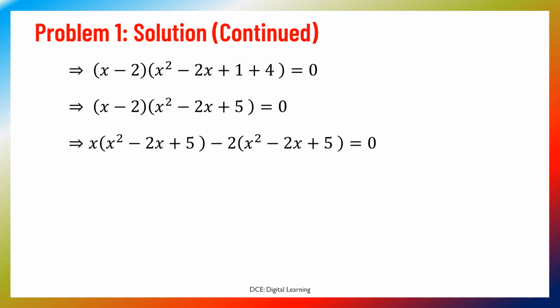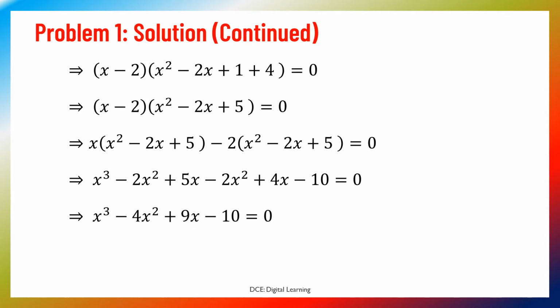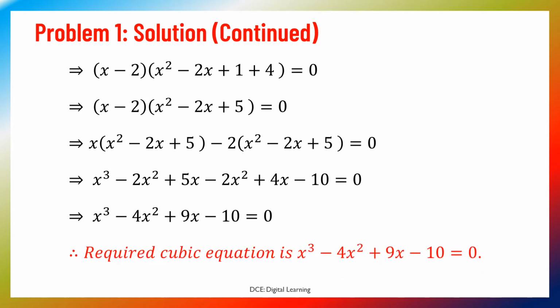minus 2 into x square minus 2x plus 5 equals 0, which implies x cube minus 2x square plus 5x minus 2x square plus 4x minus 10 equals 0, which implies x cube minus 4x square plus 9x minus 10 equals 0. Therefore, required cubic equation is x cube minus 4x square plus 9x minus 10 equals 0.